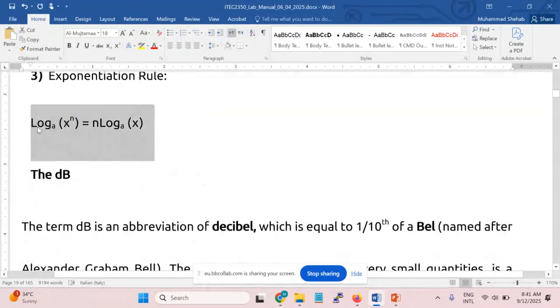Exponentiation rule, and you will need this a lot: log x to the power n equals n log x. So log 10 to the power 2 equals 2 log 10. Log 10 to the power 3 equals 3 log 10. And log 10 always equals 1. We will give examples about it. Log 1000 is log 10 to the power 3, which equals 3 log 10, which equals 3 because log 10 always equals 1.